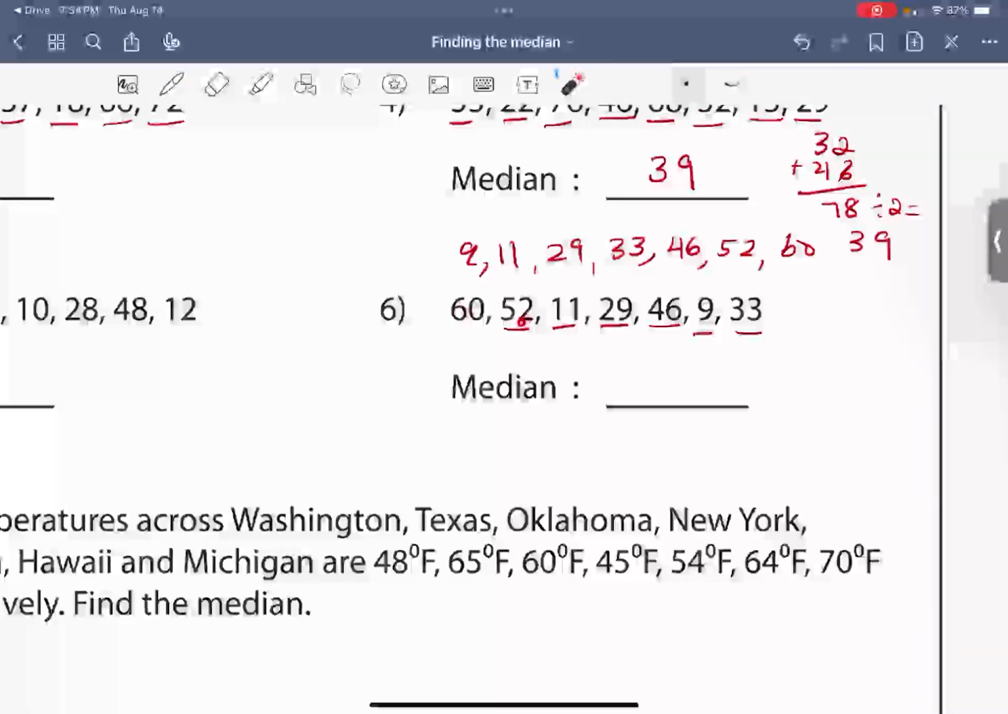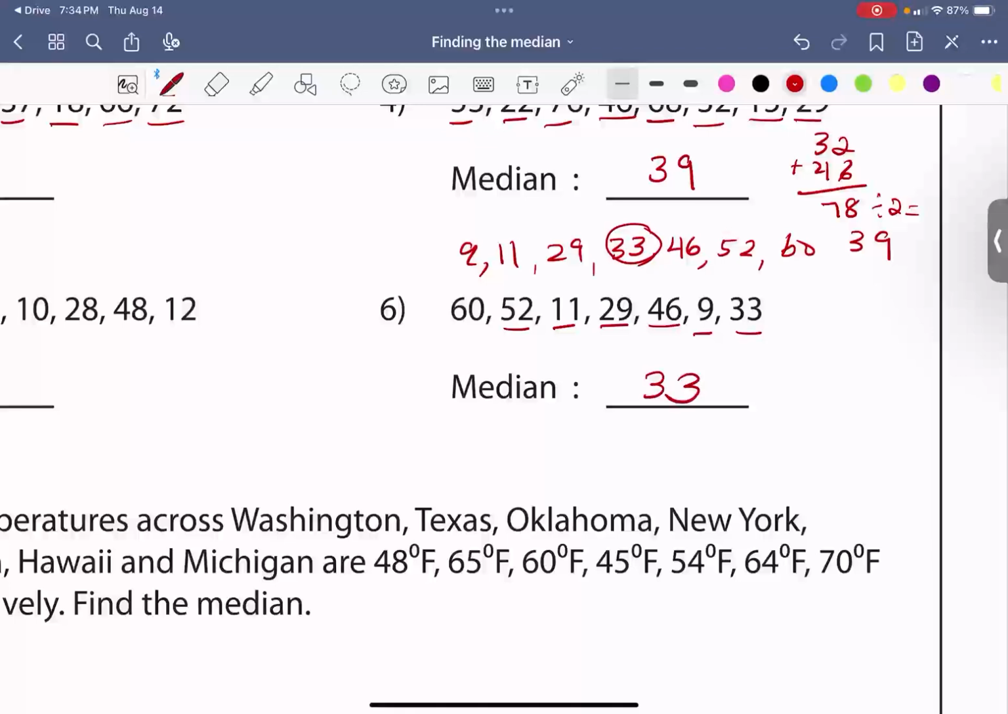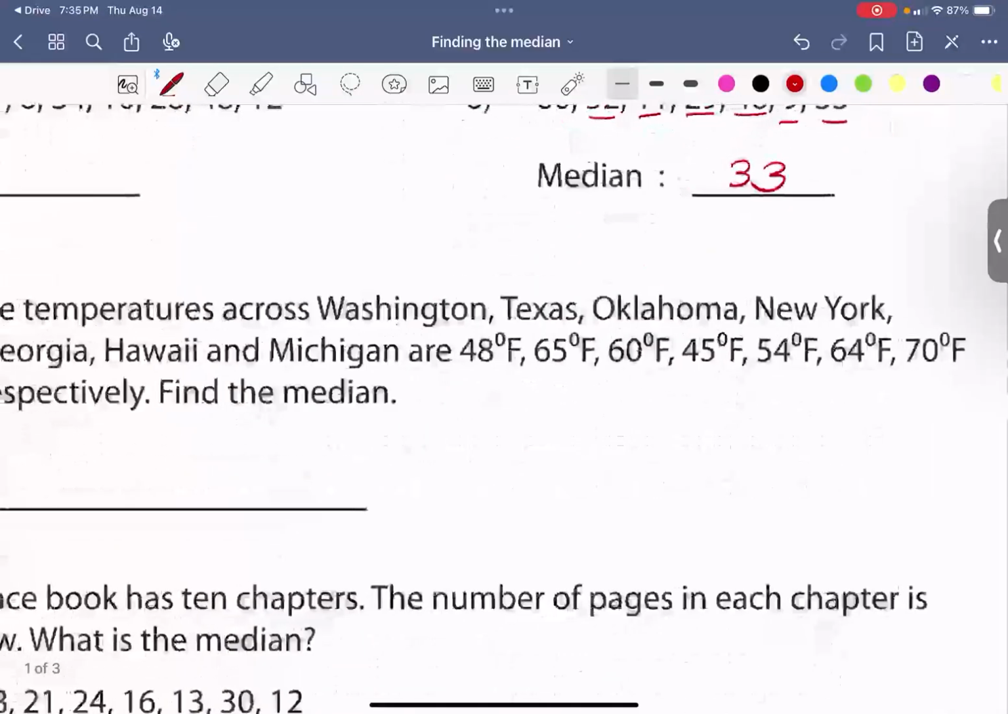Let's just double check. We have 1, 2, 3, 4, 5, 6, 7. All right, so we have an odd amount of numbers. So our median is going to be right in the middle. So 33 is the number right in the middle. So the answer is 33.